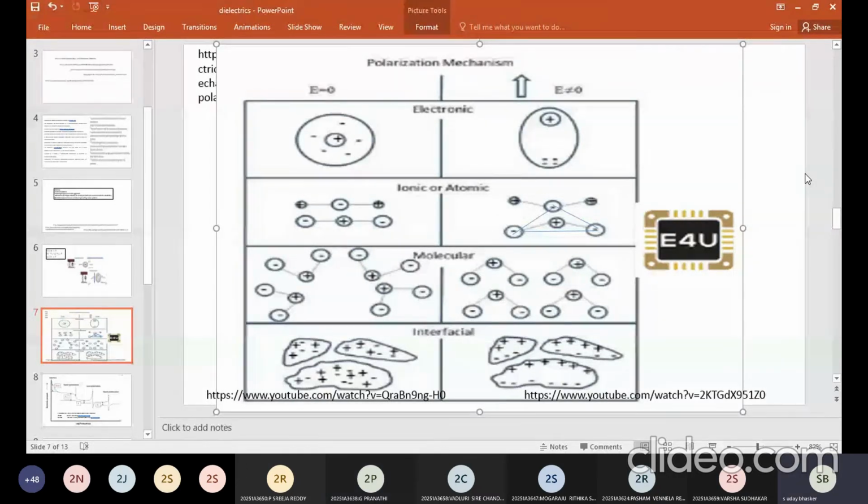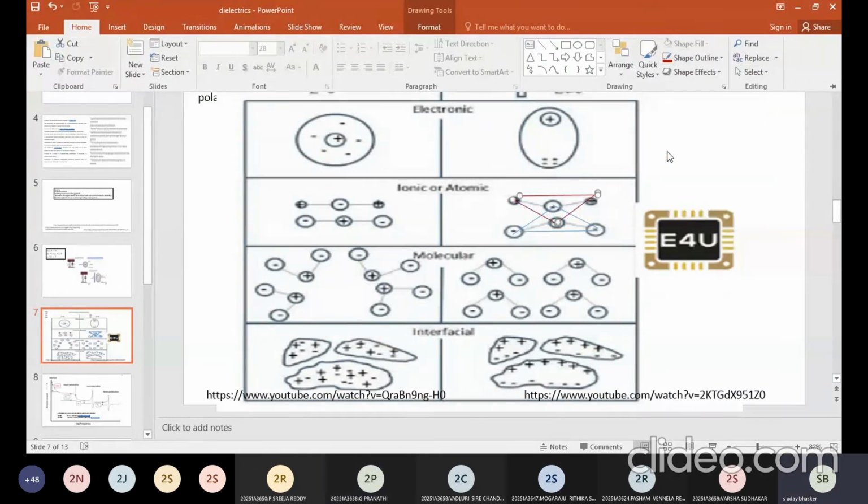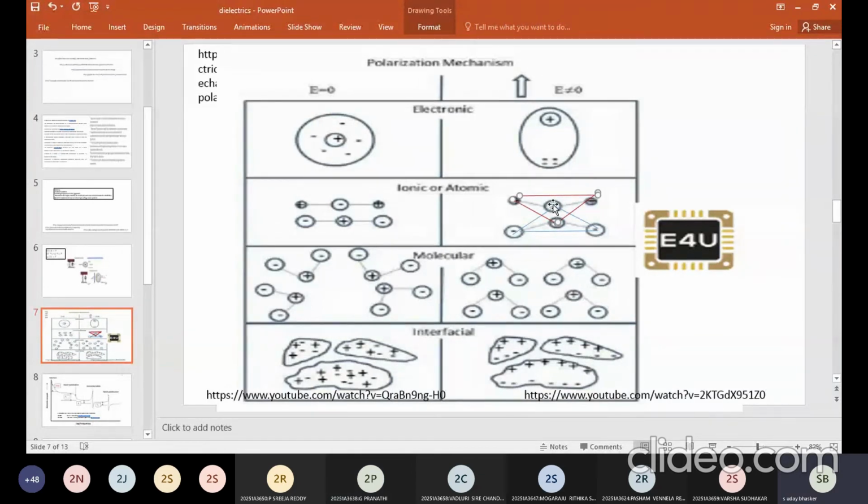Understood? So you can say that the negative charge center is somewhere over here, and similarly the positive charge center will be somewhere over here. So the negative charge center and the positive charge center are at two different places, right? So this is how you will have a positive charge center over here and a negative charge center over here. The positive and negative charge centers are separated because of the applied electric field, and that's why you call it ionic polarization. Am I clear?